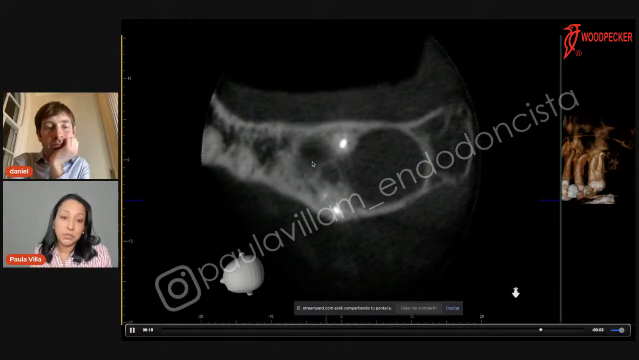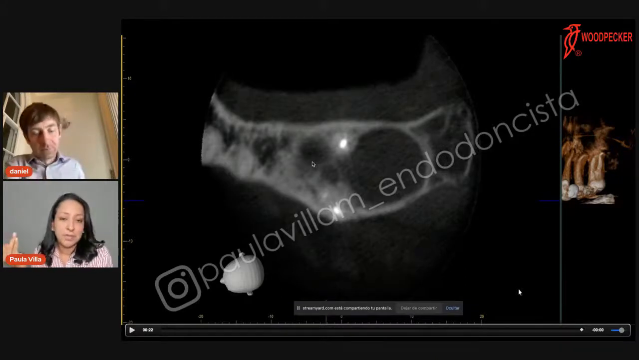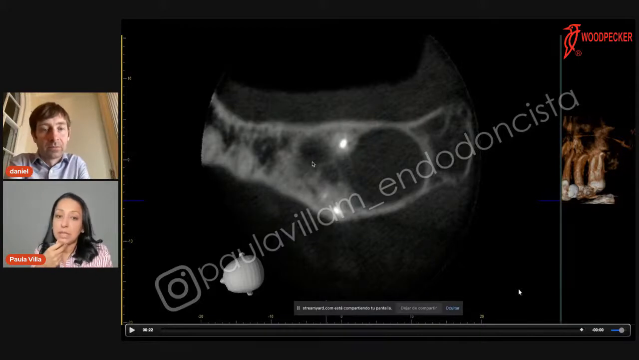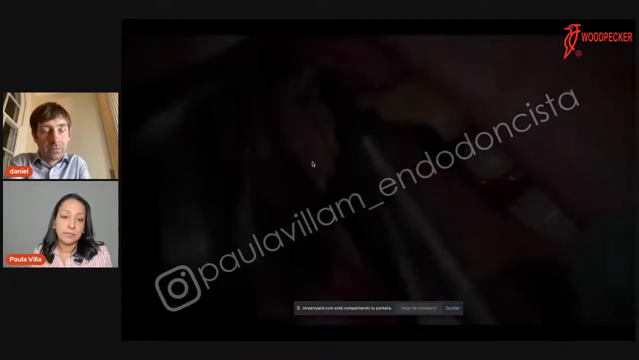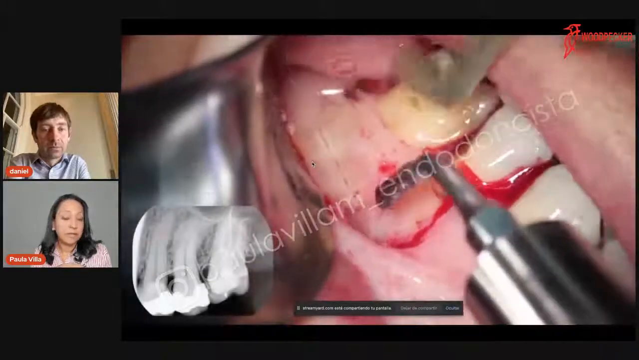Once again, we need to evaluate the possibilities. Root canal retreatment was one possibility, extraction, and endodontic microsurgery. About the retreatment, I searched for the MB2 and haven't found it, so I decided to go for the next step, which is the microsurgery.